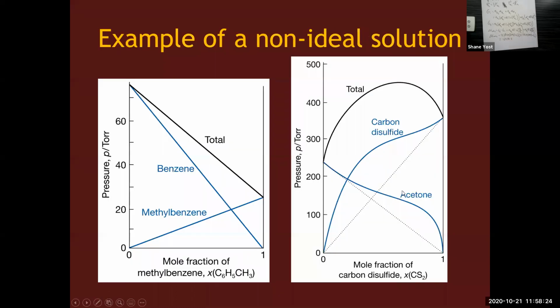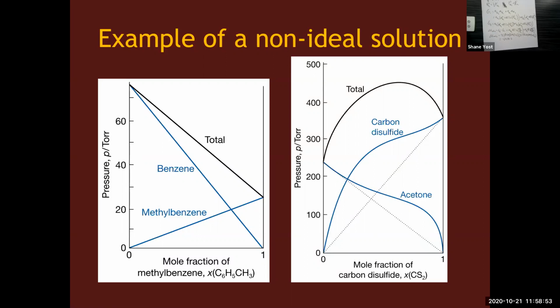For example, take the mole fraction of carbon disulfide in a carbon disulfide acetone mixture. You can see here that the vapor pressures of these components do not follow the same kind of linear relationship. They're very different, and that's because the intermolecular forces are different between acetone and carbon disulfide. The total pressure is also a nice linear looking thing.